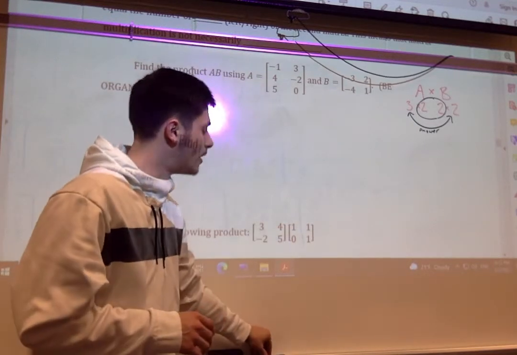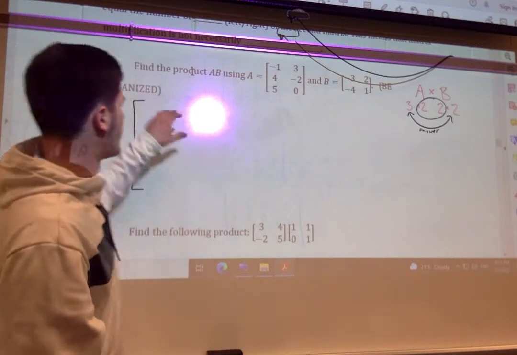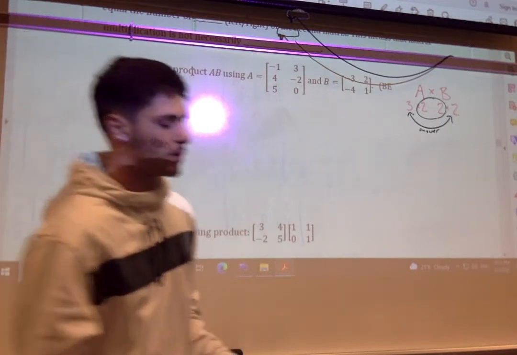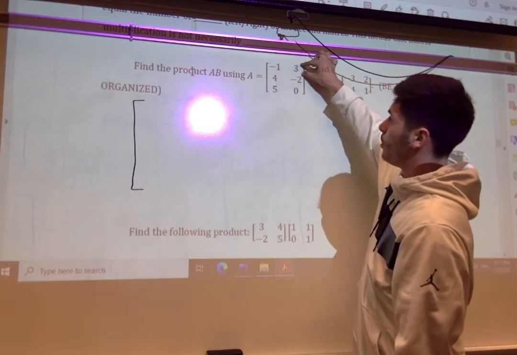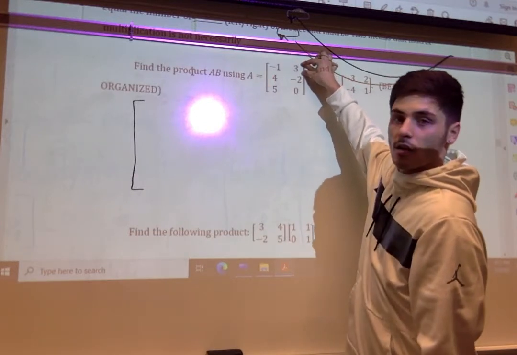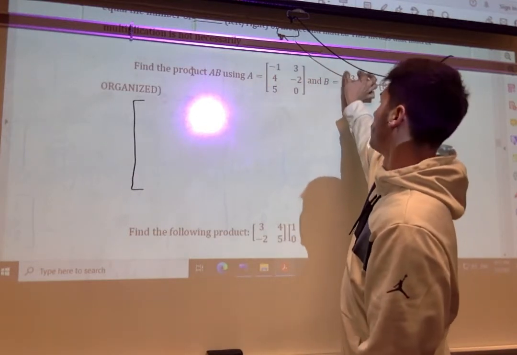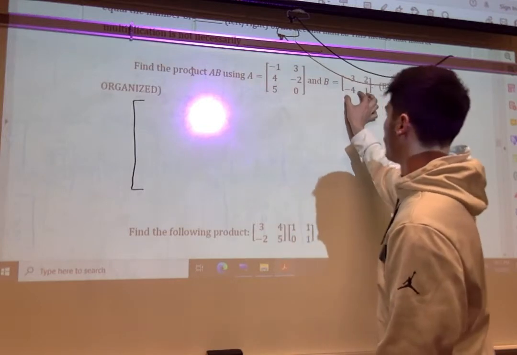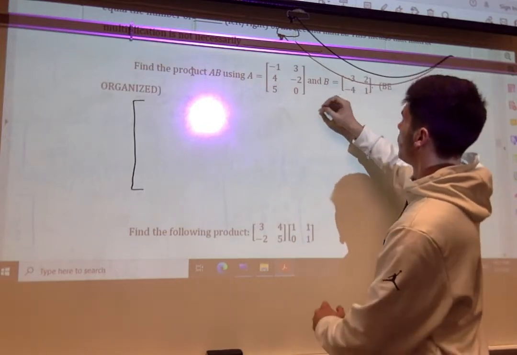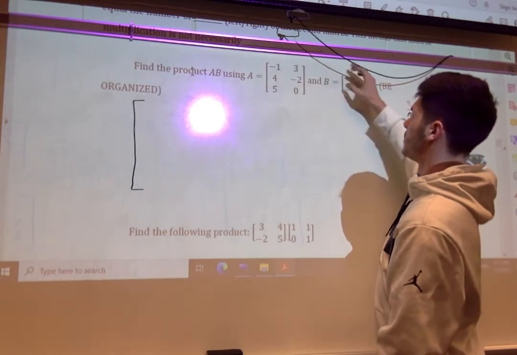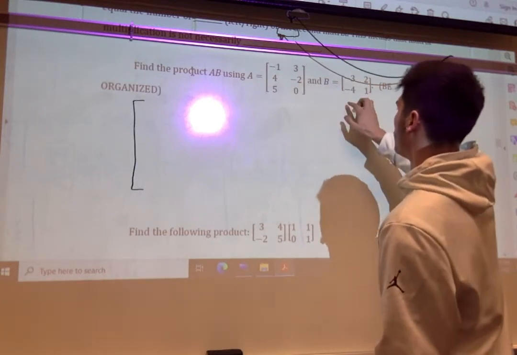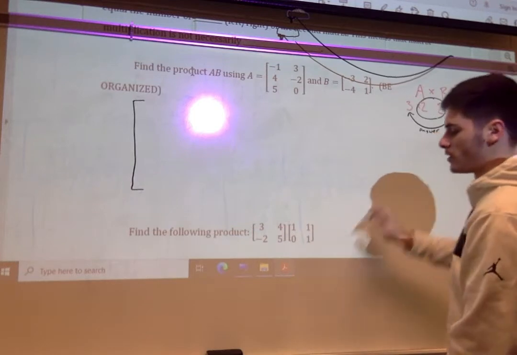Our top left entry in our answer matrix is going to be a combination of the top row of our first matrix and the first column of our second matrix, okay? So since A is first, we're going to go from the top down, and since B is second, we're going to go from the left to right, because we want to end up with our 3 by 2.